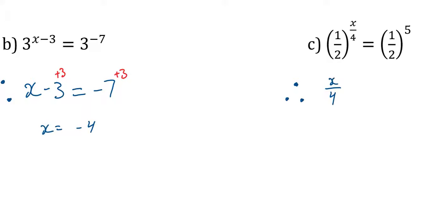Okay, so x over 4 equals 5. How do I solve this one? Multiply both sides by 4. Any questions about that before we move on? That's the pivotal, important understanding of how these are solved.